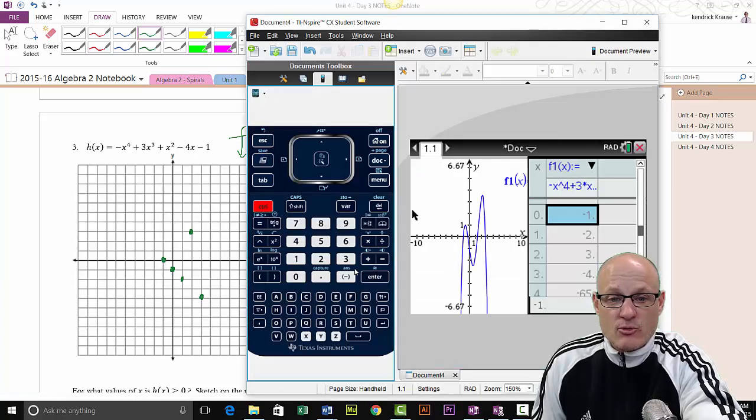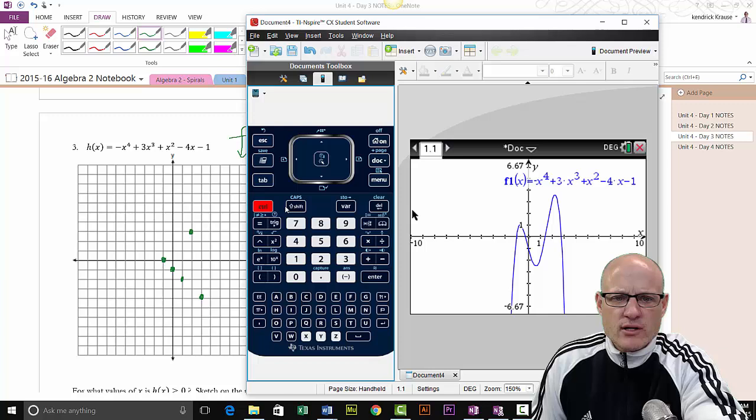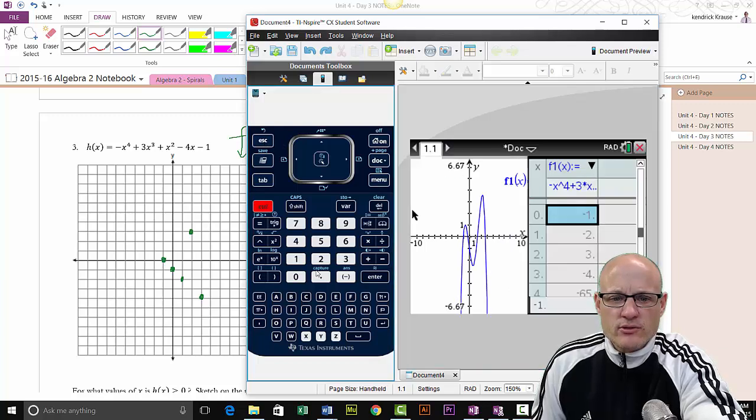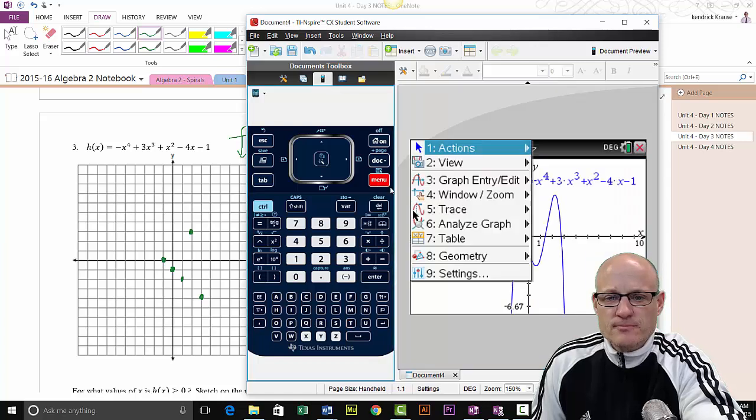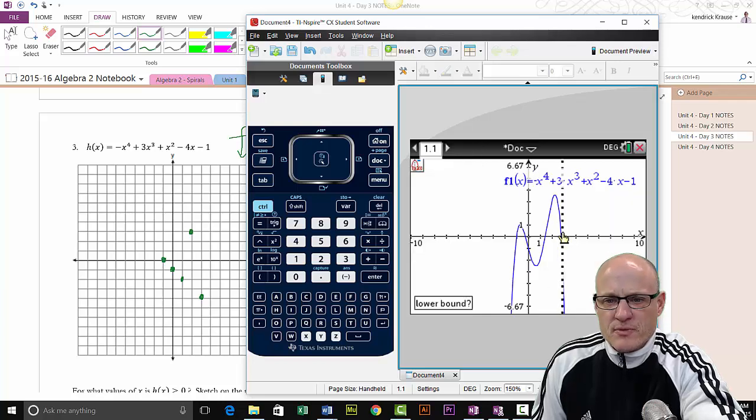So let me get out of this table. We got pretty much all we can get out of that table. So what I want to do is find out what these points are. Escape. Menu, Control T. Menu. We're going to analyze the graph, and we're going to look for the maximums. Let's look for some maximums right now.